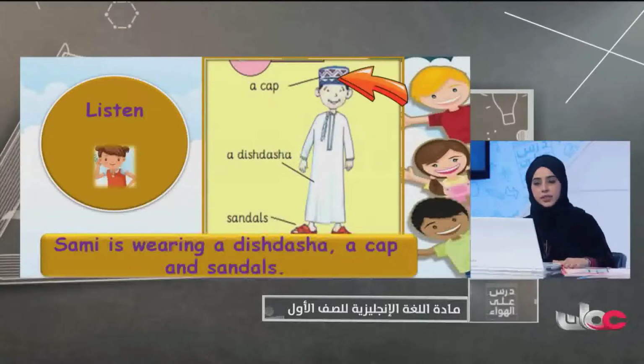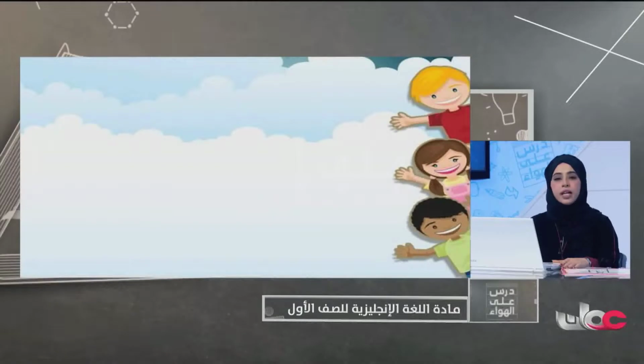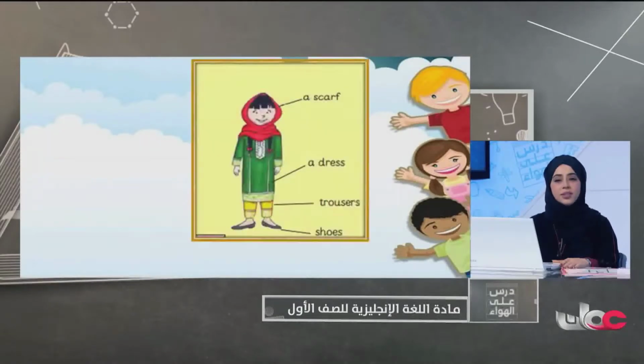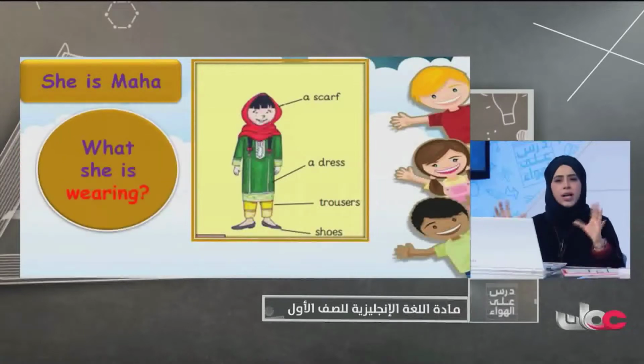Very good. Well done. So what is Sammy wearing? He is wearing a dishdasha, a cap, and sandals. Now let's move to, very good, Maha. This is Maha. What is Maha wearing? Look at her.